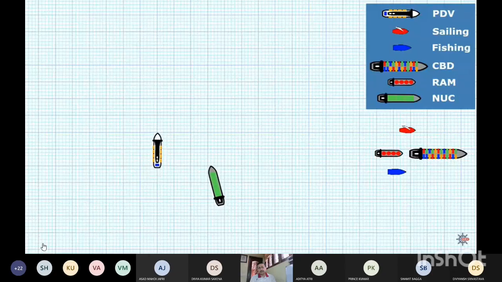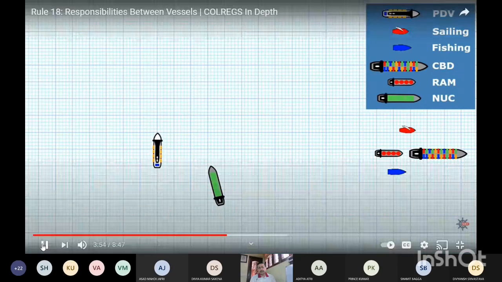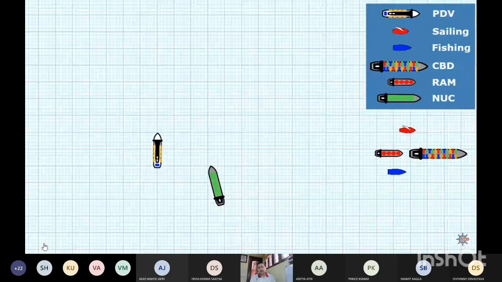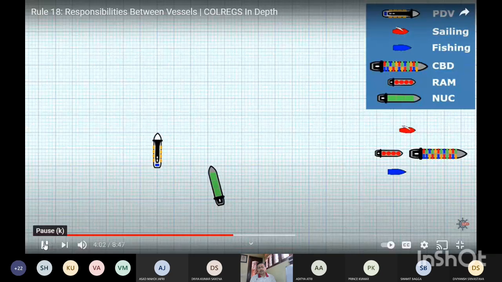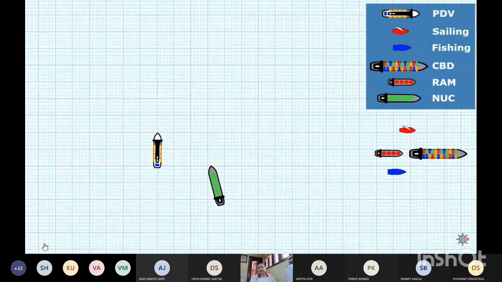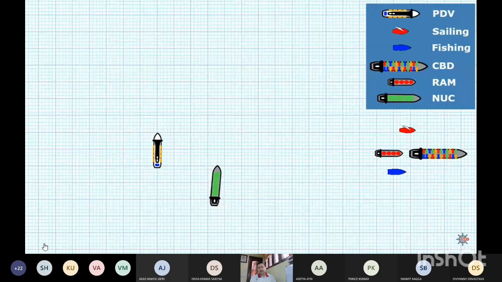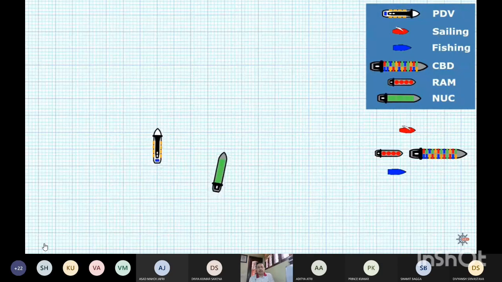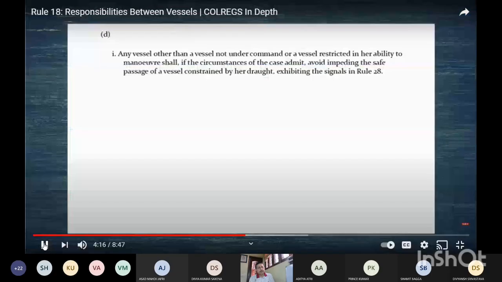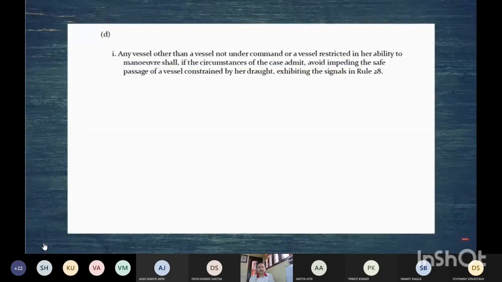Now, of course, this is just to illustrate the rule. In reality, a not under command vessel really shouldn't actually be moving, and if they are, they're unable to maneuver anyway. But we're looking at the rule. So the vessel overtaking still has to keep out of the way, so the not under command vessel in this case will have to make an alteration of course to starboard and pass well clear of the power-driven vessel. Part D then goes on to say, any vessel other than not under command or restricted in ability to manoeuvre needs to avoid impeding the safe passage of a vessel constrained by her draft.